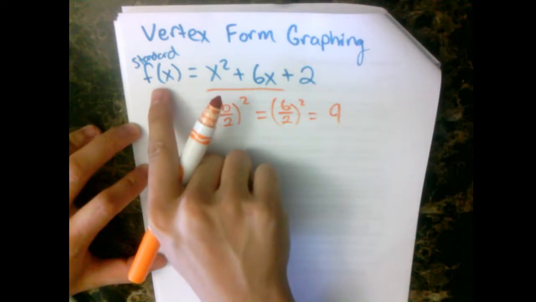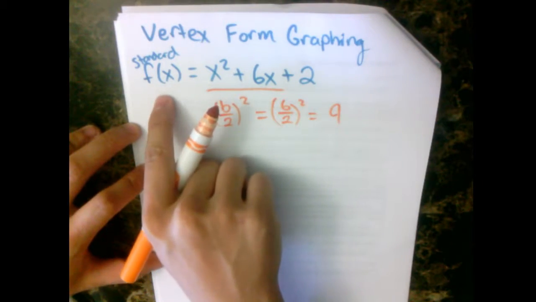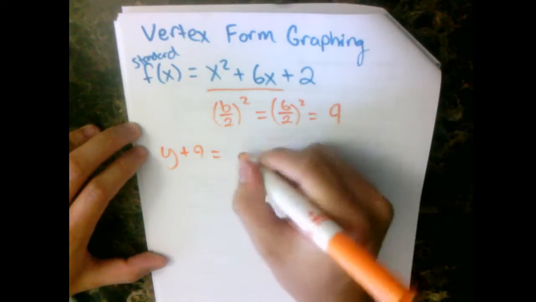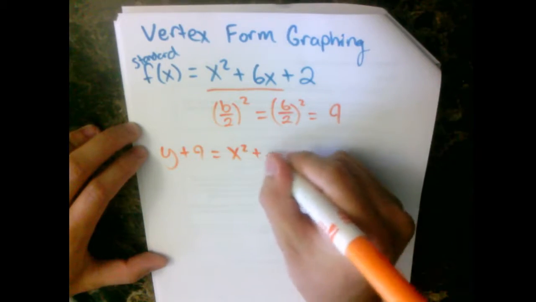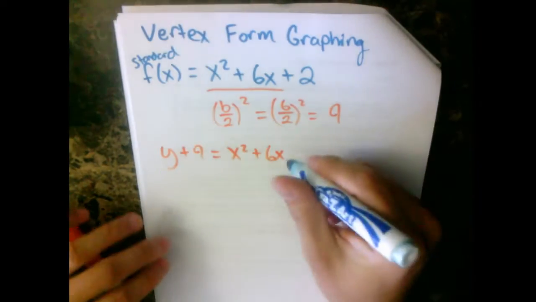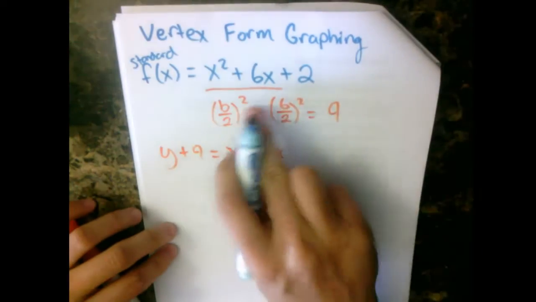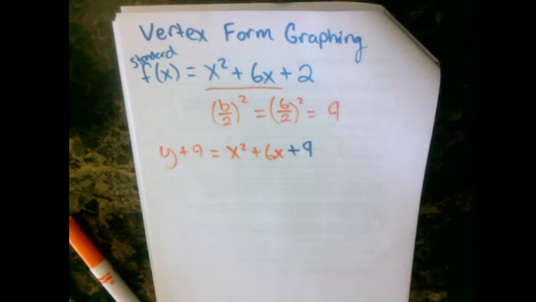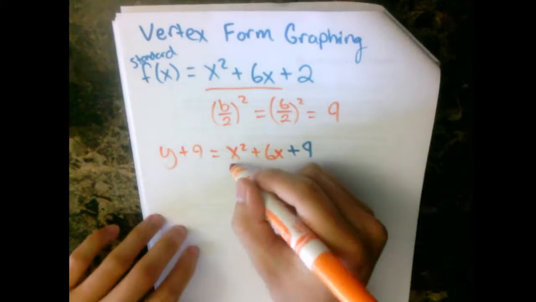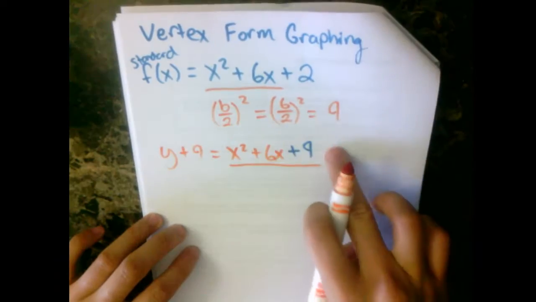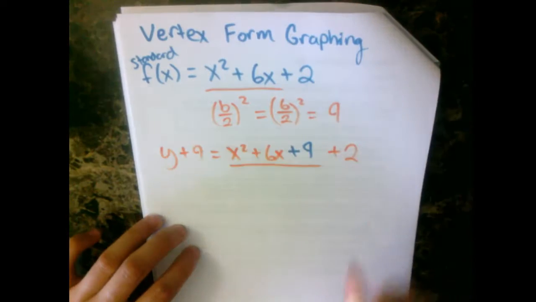I'm also going to rewrite this as y, just so I don't have to keep writing f of x. Alright? So y plus 9 is equal to x squared plus 6x. One thing to know, like a little thing to highlight here, is that when you add that 9 to this side of the equation, go ahead and put it right next to the rest of your trinomial perfect square, just so that you get the whole perfect square all together. And then this 2, don't forget about it, it just sits at the end of your equation.